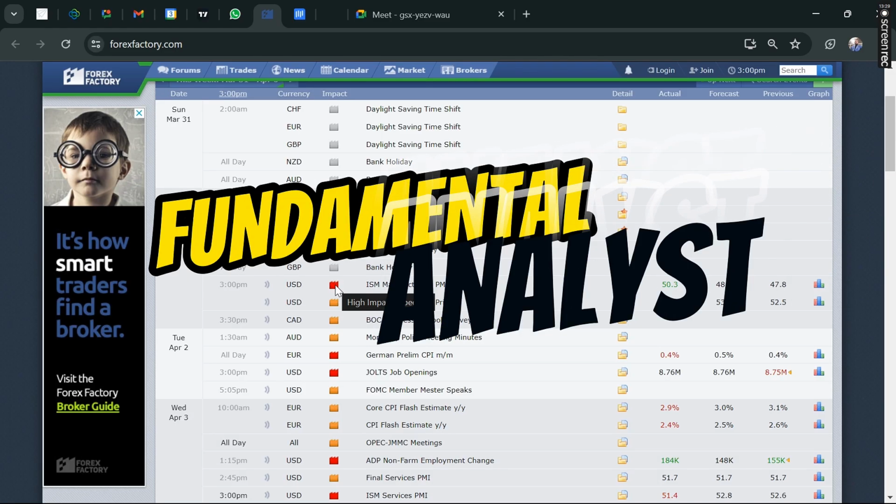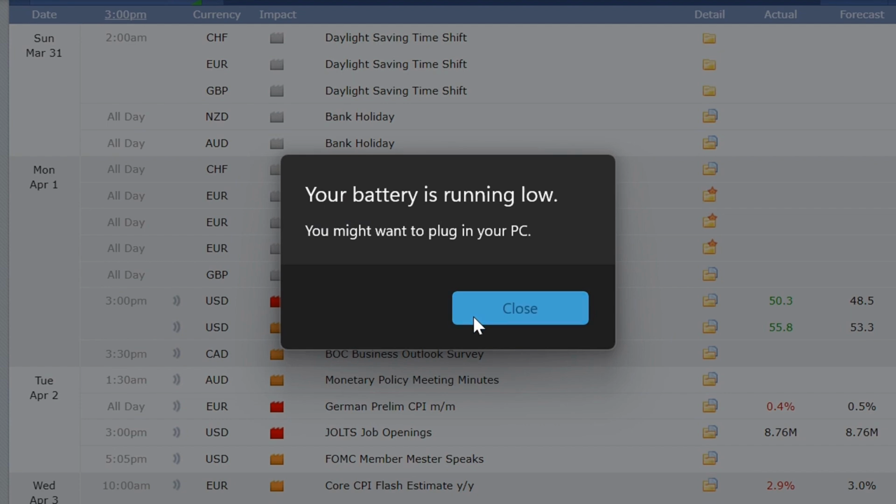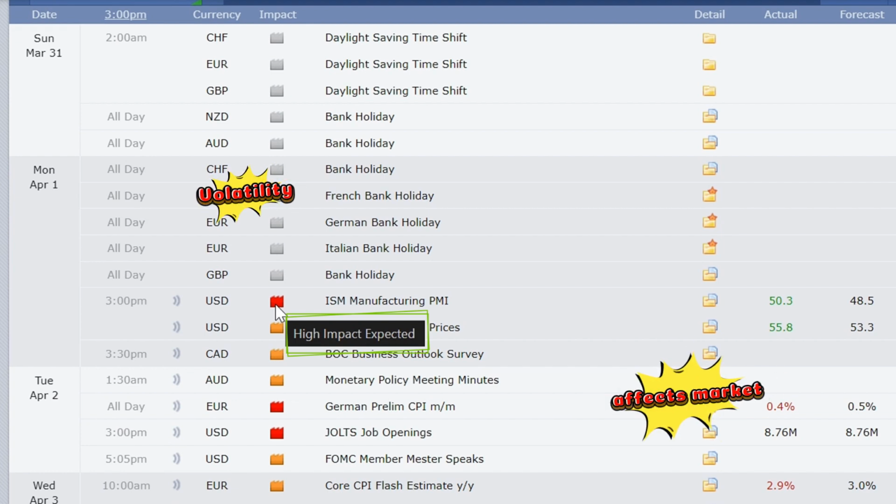So on the red folder, you can see high impact expected. That means once those news are released, it actually gives volatility. That means it affects the market in a high manner.